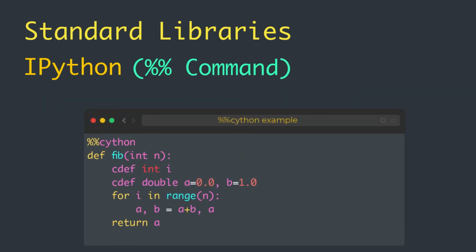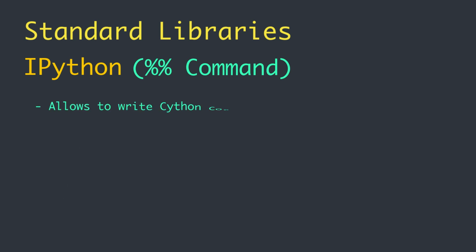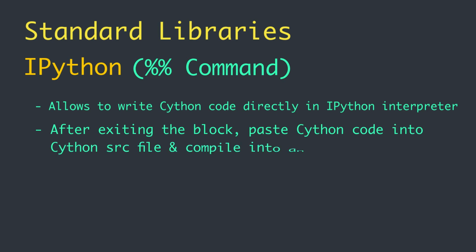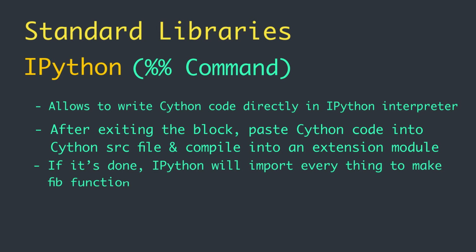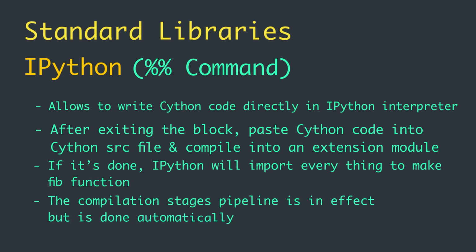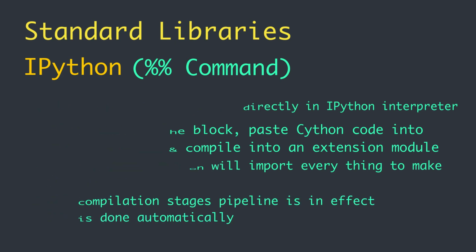The double %%cython magic command allows us to write a block of Cython code directly in the IPython interpreter. After exiting the block with two returns, IPython will take the Cython code we defined, paste it into a uniquely named Cython source file, and compile it into an extension module. If compilation is successful, IPython will import everything from that module to make the fib function available in the IPython interactive namespace. The compilation pipeline is still in effect, but it is all done for us automatically.